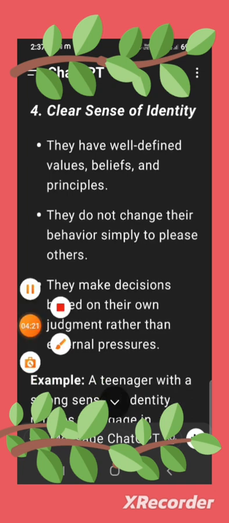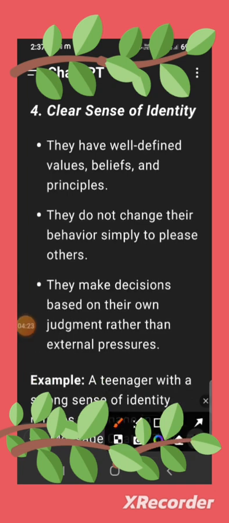Clear sense of identity. They have well-defined values, beliefs, and principles. They do not change their behavior simply to please others. They make decisions based on their own judgment rather than external pressures. Example: a teenager with a strong sense of identity refuses to engage in negative peer pressure, staying true to their values.